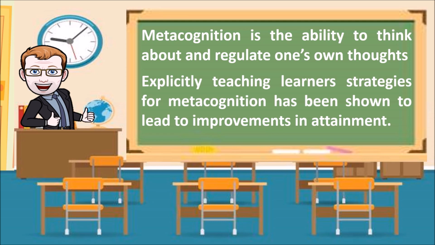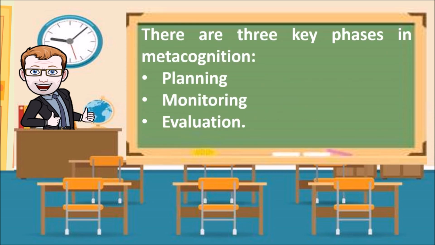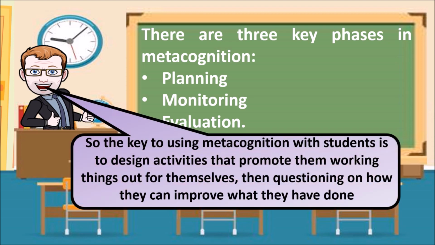So explicitly teaching learners strategies for metacognition has been shown to lead to improvements in attainment. So there are three key phases in metacognition. So this is planning, monitoring and evaluation. So these are three areas that you can work on students to improve.